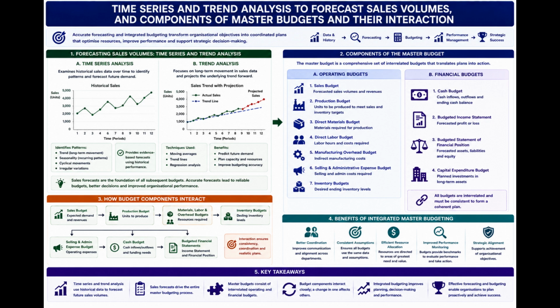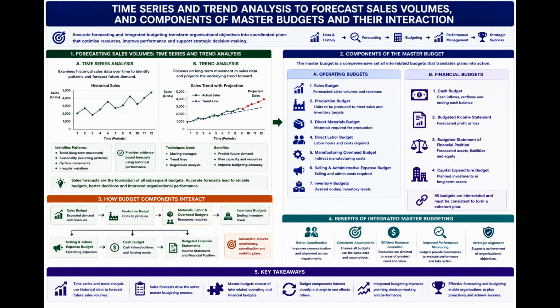Effective coordination among budget components provides significant organizational benefits. Integrated budgeting improves communication between departments, ensures consistent assumptions, and reduces the risk of conflicting plans. For example, production managers must coordinate with sales teams to ensure sufficient inventory availability, while purchasing departments must align procurement schedules with production requirements. Finance personnel use budget information to assess funding needs and monitor financial performance. Through this coordinated approach, organizations improve operational efficiency, enhance resource utilization, and support achievement of strategic objectives. Budget interaction, therefore, plays a crucial role in organizational planning and performance management.